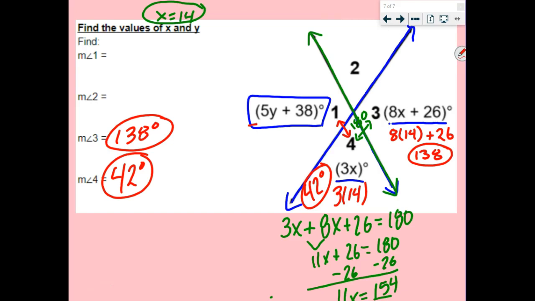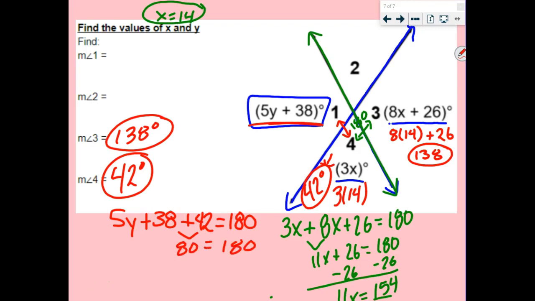So we can take the measurement of angle 1, which is 5y plus 38, add it to the measure of angle 4, which we now know is 42 degrees, and that's going to equal 180. Solve this equation, add your like terms, that's 80, minus 80 on both sides, we get 5y equals 100. Divide both sides by 5, we get y equals 20.